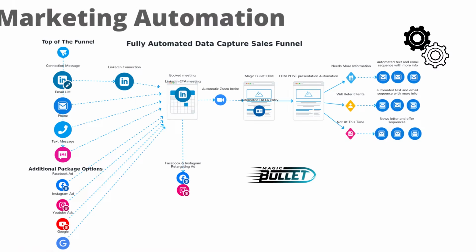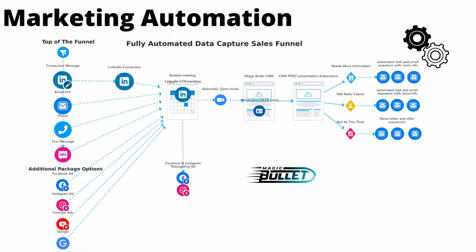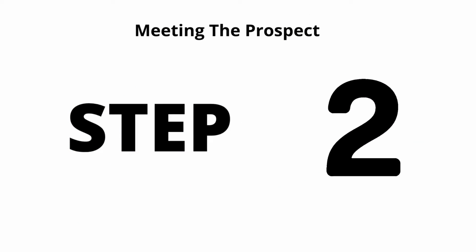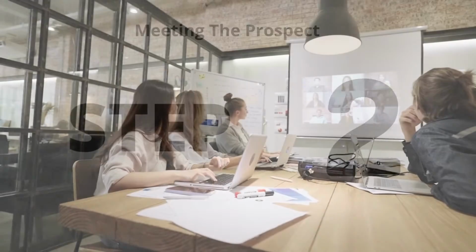The entire process that I just described is fully automated, meaning you don't have to send calendar invites, you don't have to create Zoom links, you don't have to send phone numbers. It is fully automated. Step 2. Your first meeting with the prospect.